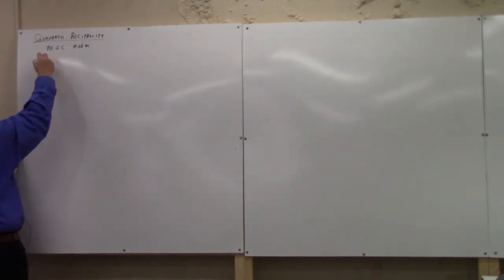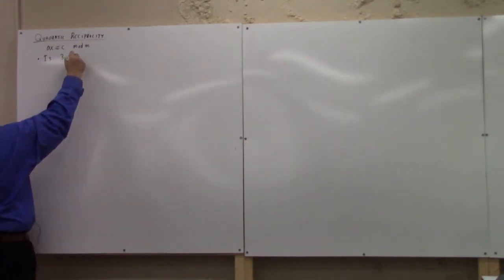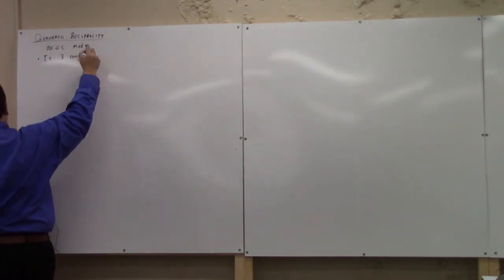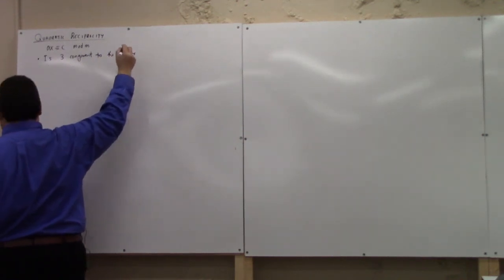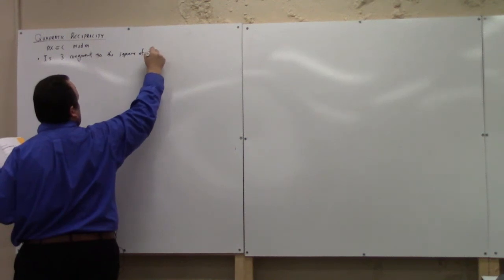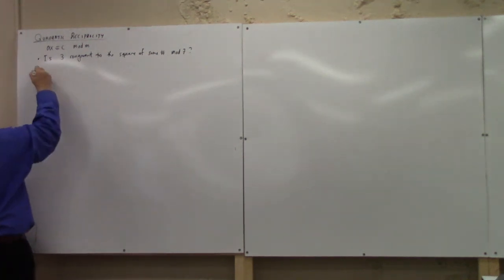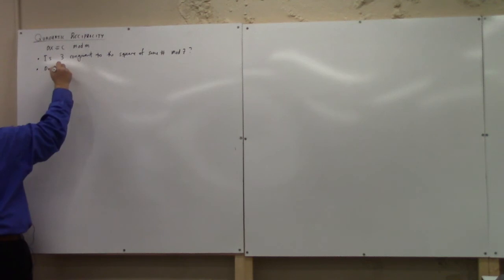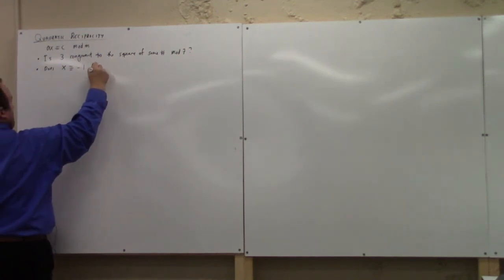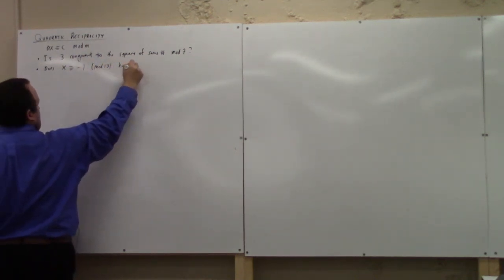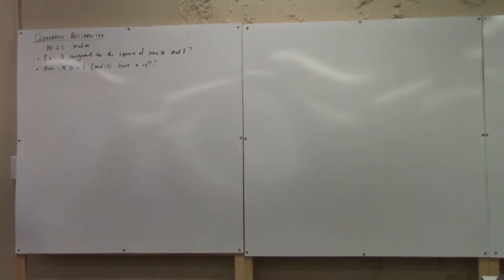All right, so here's the kind of questions we want to answer. Is 3 congruent to the square of some number mod 7? All right, that's one of the kind of questions. Or here's another one. Does the congruence x squared congruent to minus 1 mod 13 have a solution? That's another question that would be an example of a quadratic congruence question, right?